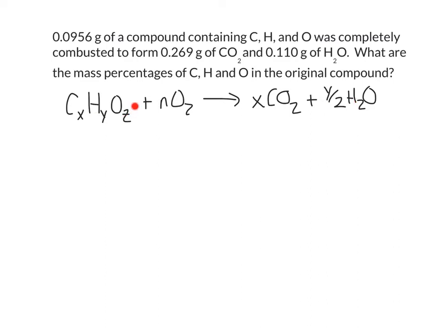The oxygen that is in this compound just becomes excess oxygen in the system, and since I've already added an unknown amount of oxygen, I won't be able to determine the amount of oxygen by mass. But if I know the amount of carbon and the amount of hydrogen, I can figure out the amount of oxygen by difference, because I know the total mass of the compound that I started with.